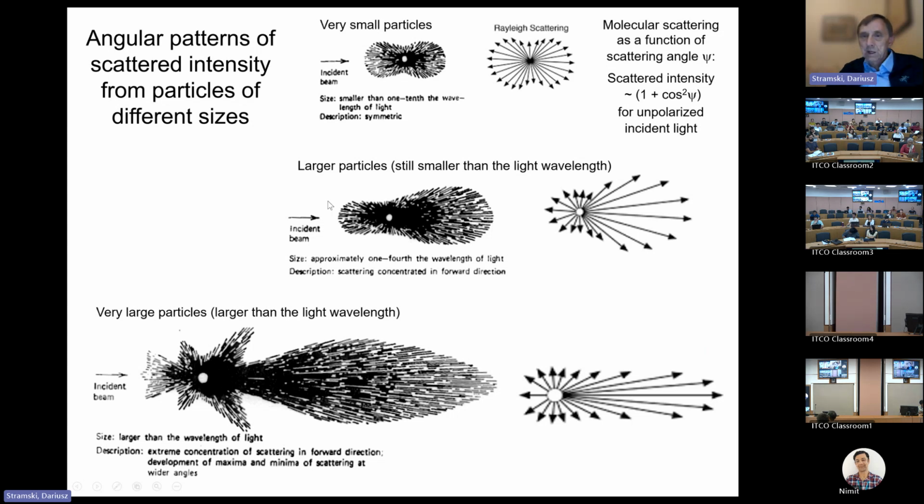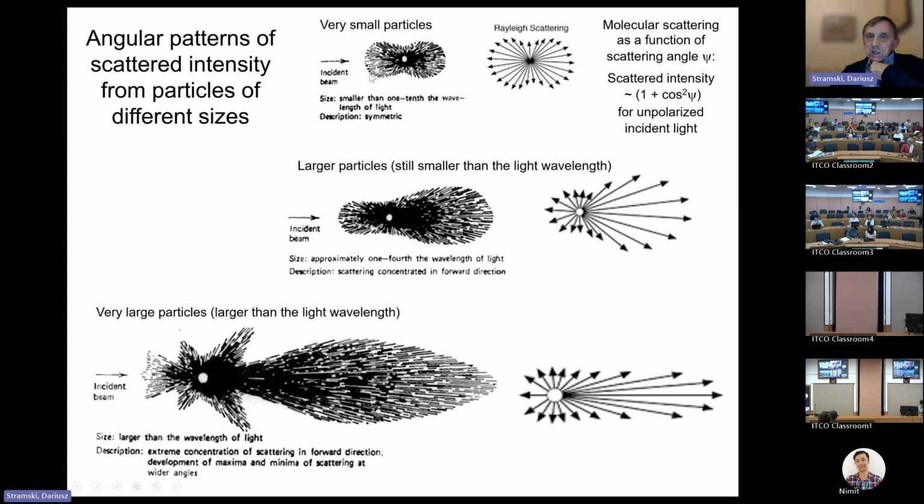Let's see, I have probably a few slides. So very quickly, the angular distribution of scattering is shown here through this polar region. On the top, we have molecular scattering, Rayleigh scattering.